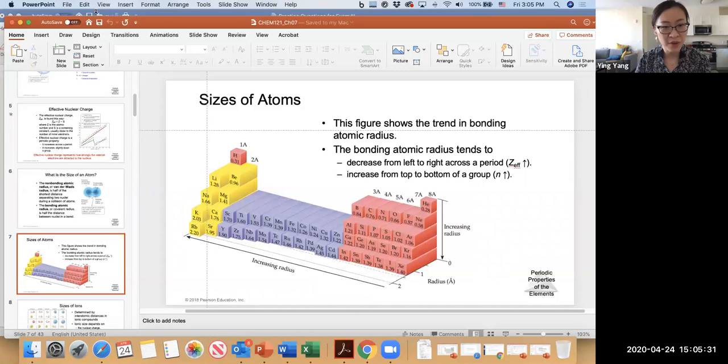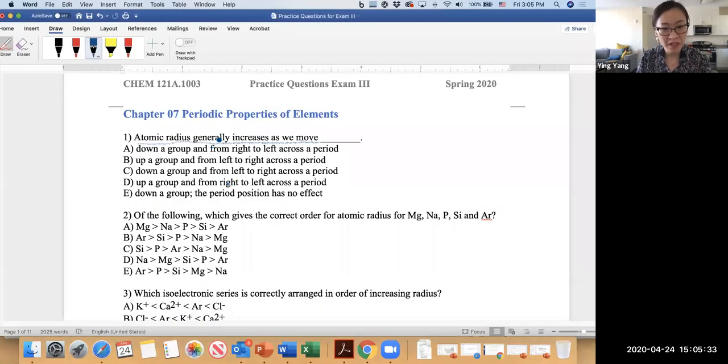So if you go back to the question here, atomic radius generally increases as we move down a group. This is correct. If we move down a group, that's correct. And from right to left across a period. So A here is the correct answer. That's number 1.